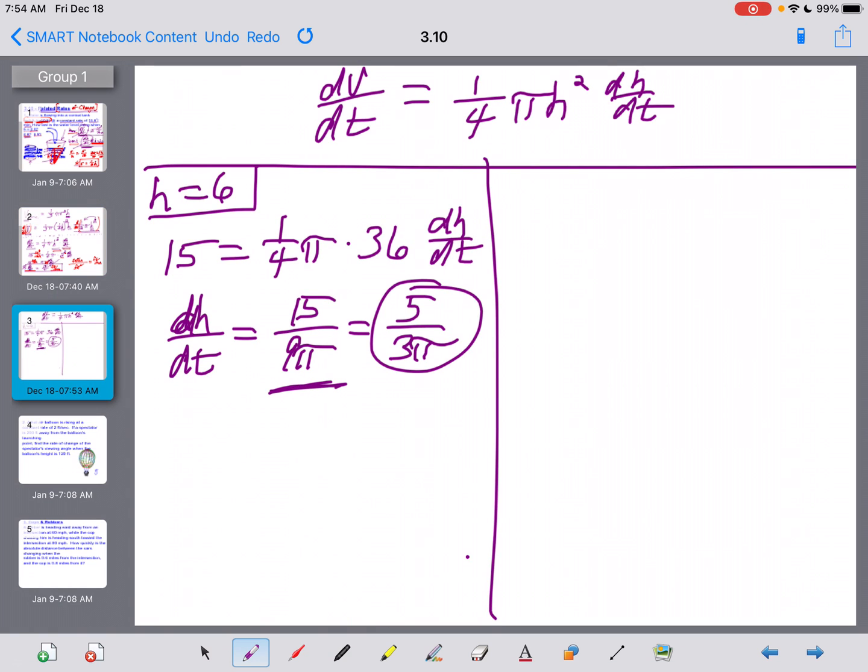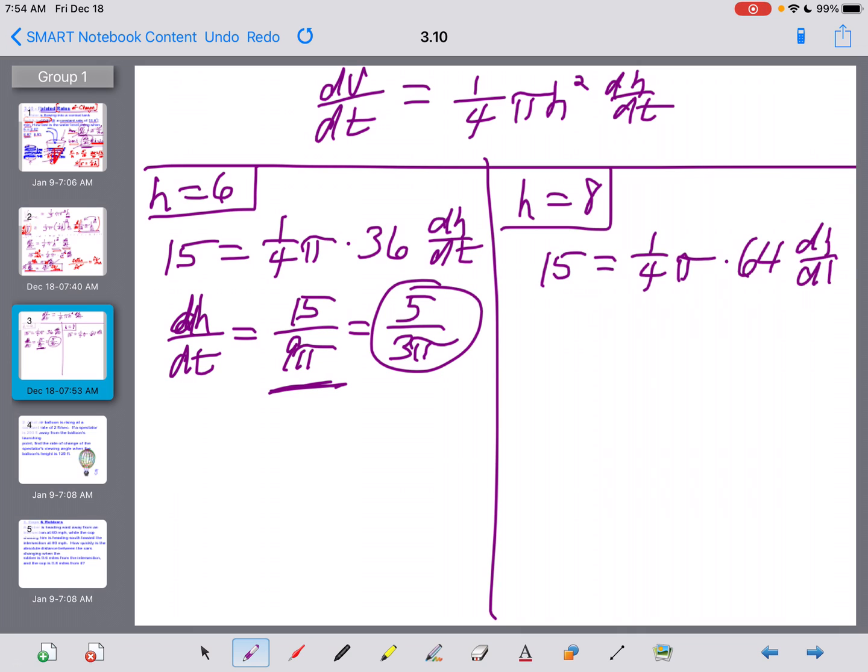Our denominator got bigger, and that means that the value of our fraction actually got smaller, and that's what we thought would happen. And then I think the last one I asked you was what happens now when the water level in the tank is 8 feet. So in this case, guys, it would be 15 equals 1/4 times pi times your radius squared. That'd be 64 and a dh/dt. The 1/4 times the 64 is going to be 16, so we would end up now with dh/dt equal to 15 over 16 pi, and that would be this answer here.